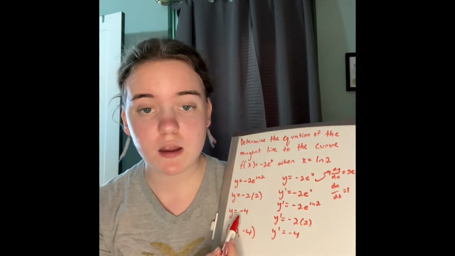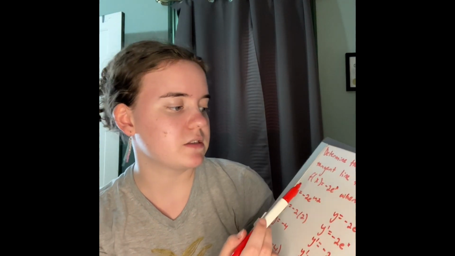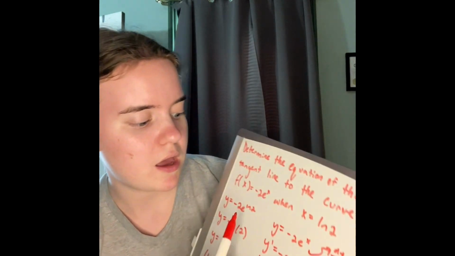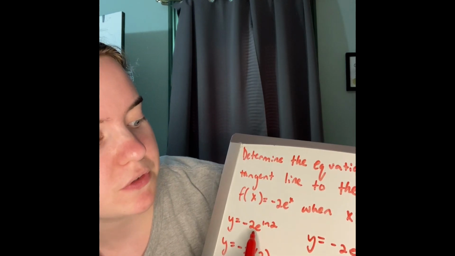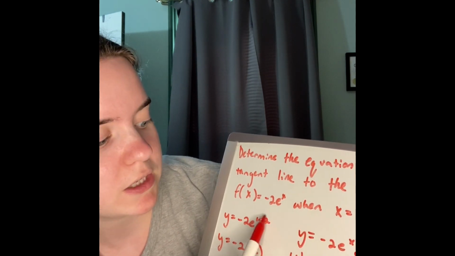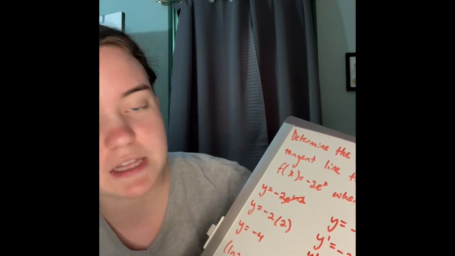Now we have a question that says, determine the equation of the tangent line to the curve f at x equals negative 2 e to the power of x when x equals ln 2. So we start off by finding the matching y coordinate to ln 2. We plug ln 2 into the original equation and we get negative 4. Negative 2e to the power of ln 2, the e and the ln are going to cancel out because whenever they're beside each other like that, they cancel out.